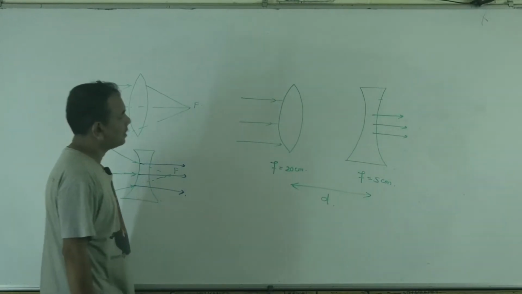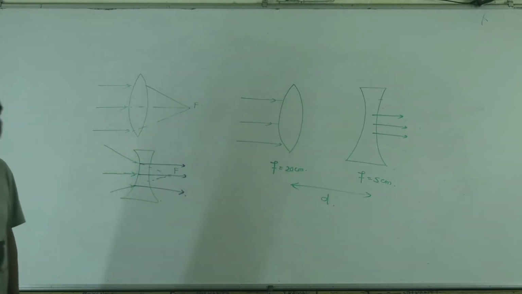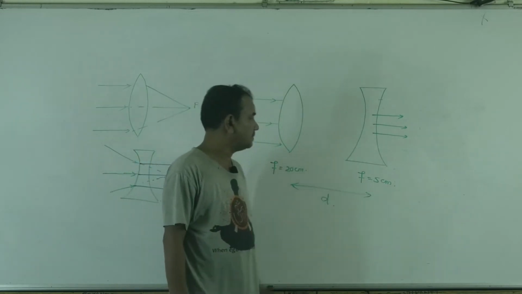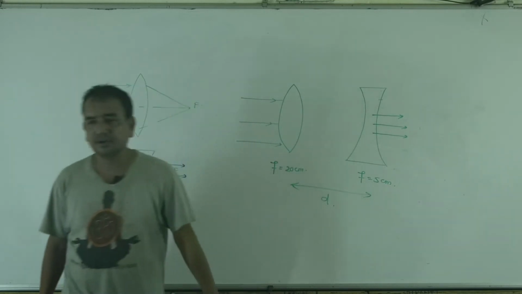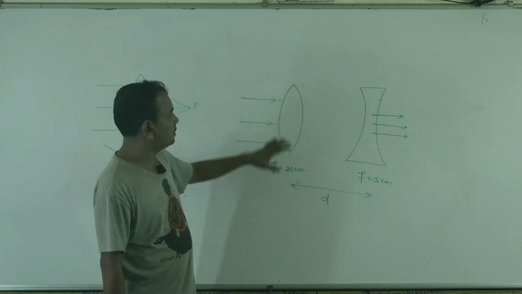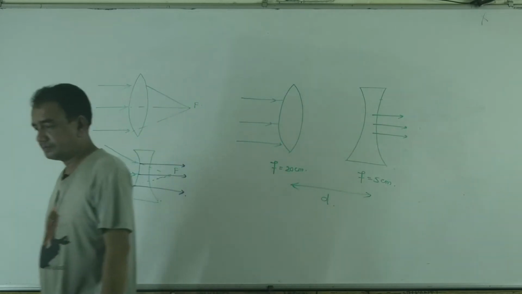Another question asked on optics. Two coaxial lenses, one of focal length 20 centimeter and the other of focal length minus 5 centimeter, are placed at separation d. Find the value of d for which, if the incident beam is parallel to the axis, the final emergent beam is also parallel to the axis.